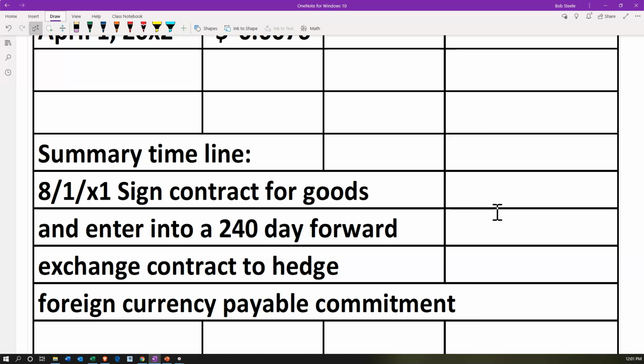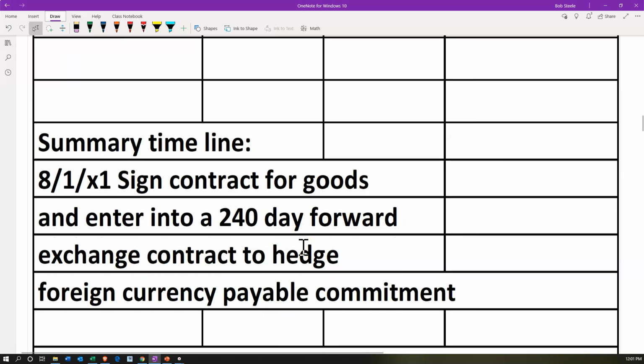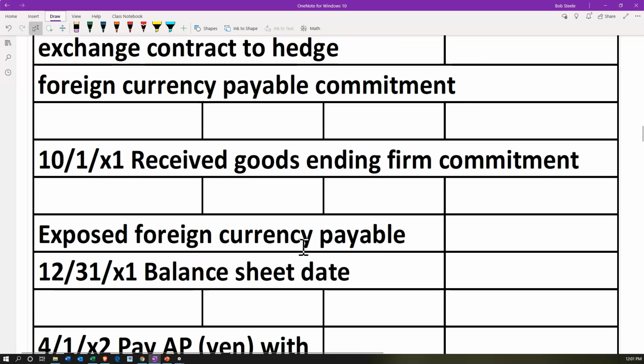On 8/1, we have a contract to enter into a purchase, but have not yet done it. And we're entering the 240-day hedge at that point in time as well. And then on 10/1/X1, received goods from the foreign firm commitment. So now we get the goods from the Japanese company to us. So that ends that first part of the contract, where we had to purchase the goods, but now we purchase them on account, so we have a payable on the books.